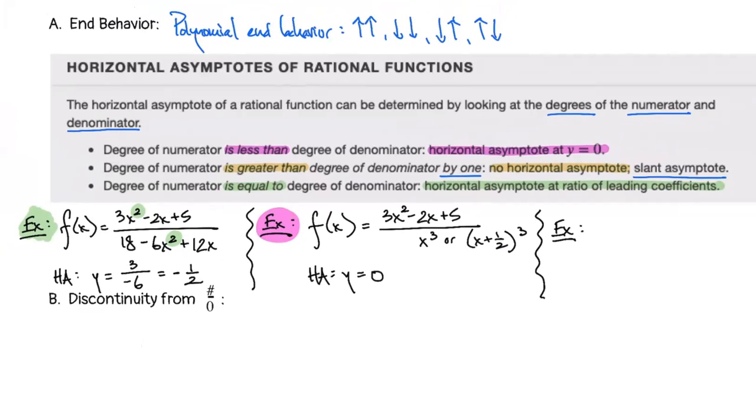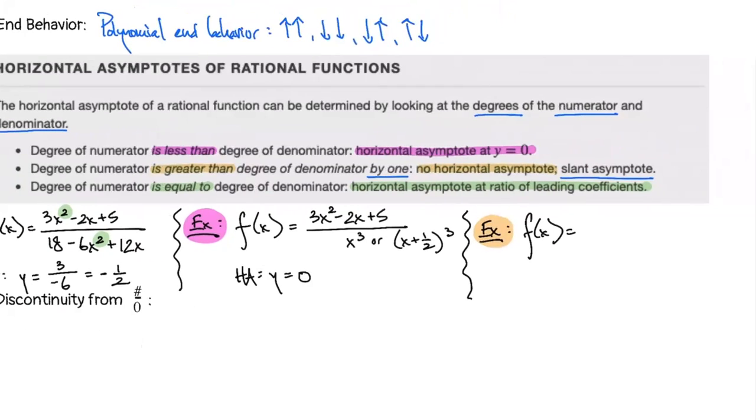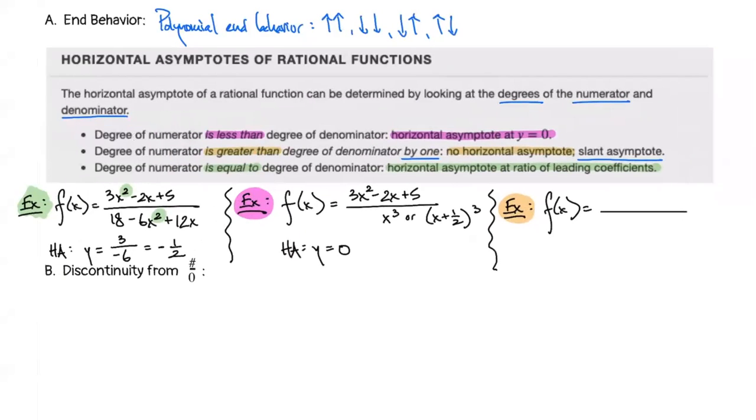Let's try one more. This time, I want you to create an entire rational function, top and bottom, that would match with the orange case, where the degree of the numerator is greater than the degree of the denominator. It doesn't have to be by 1. It just has to be the degree of the numerator is greater than the degree of the denominator.